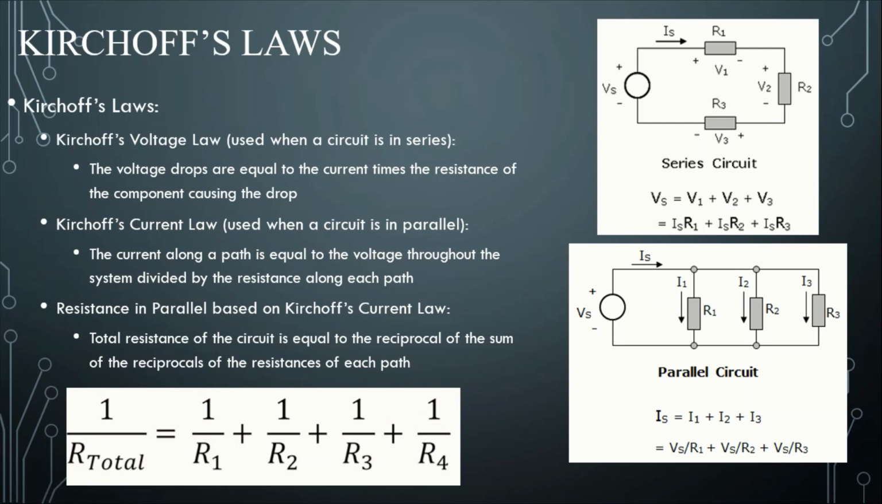In parallel, you use Kirchhoff's current law, which works similarly. The sum of currents along each path is equal to your total current, and you take the voltage total, divide it by the resistance of the component along the path, and you will get your I1, I2, I3, and you can add those together to get your total current. Resistance in parallel based on Kirchhoff's current law.